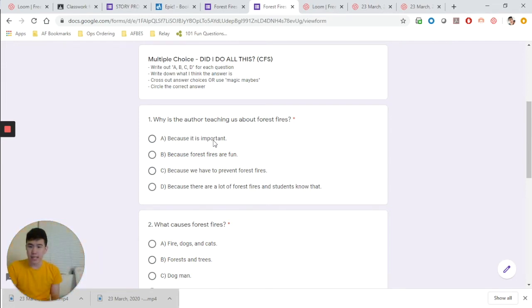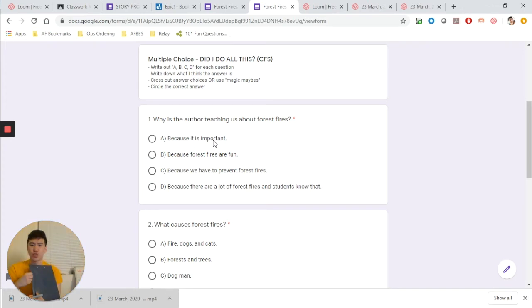And is it C, because we have to prevent forest fires? We have to prevent forest fires. Well, does that sound like my answer? Oh, it does sound like my answer, but I'm going to read through all the answer choices first. That's a magic maybe. Okay.